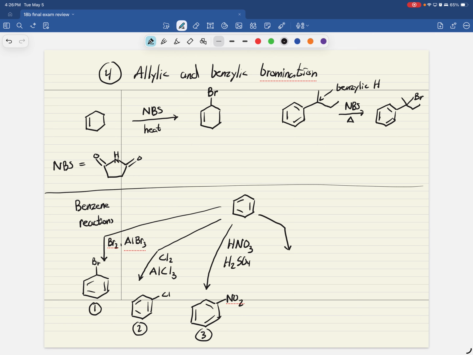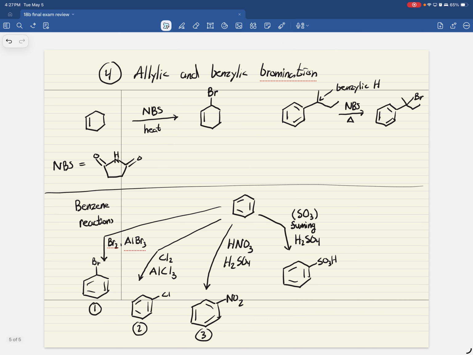To get the sulfonic acid, we will need something called fuming H2SO4. What does that mean? That means you add sulfuric acid with a little bit of sulfur trioxide, SO3, H2SO4. That will give you the sulfonyl group, or SO3H. And that's important because these are sulfa drugs, so that's how you would make them.